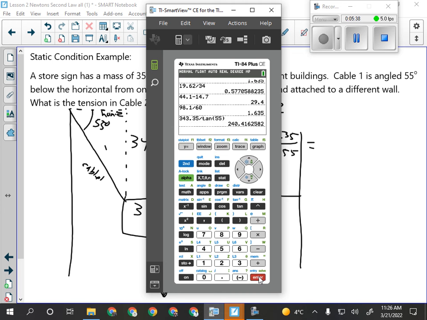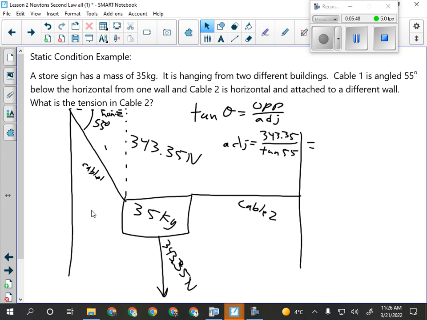Okay, so the tension in cable 2, which is equal to the force I just calculated, is 2.4 times 10 to the 2 newtons. Okay, now, can I put a vector on that? I can, but I'd be wrong.